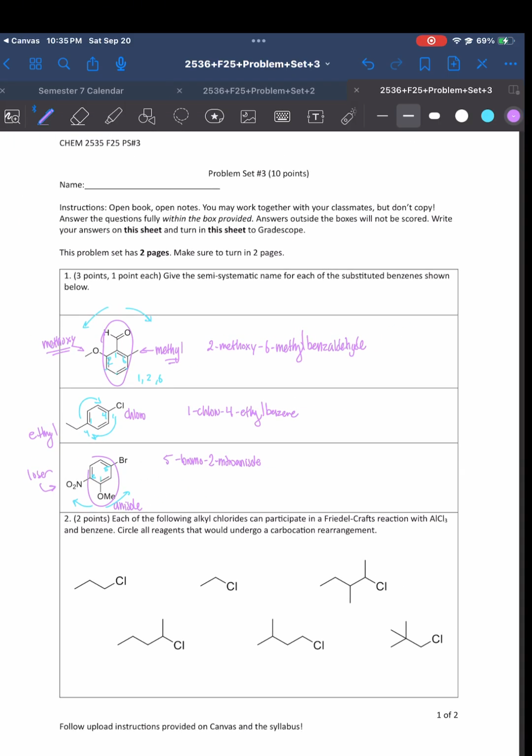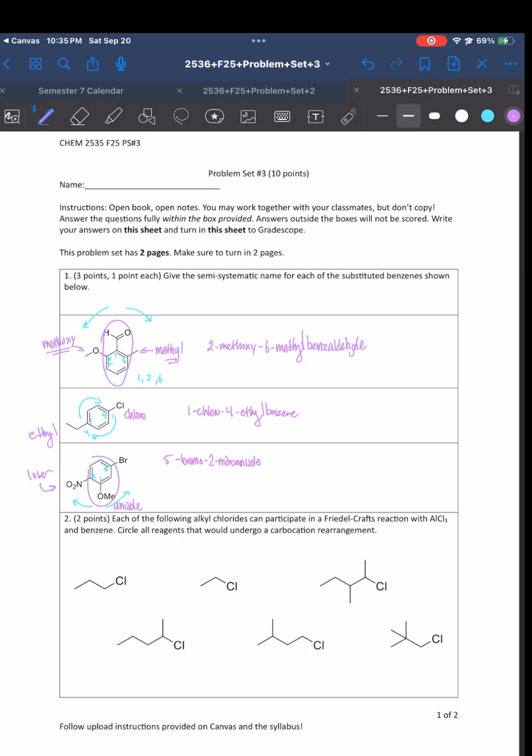Now let's look at question number 2. Each of the following alkyl chlorides can participate in a Friedel-Crafts reaction with AlCl3 and benzene. Circle all the reagents that would undergo a carbocation rearrangement. So this really requires you to know your chemistry. So let's go ahead and refresh ourselves.